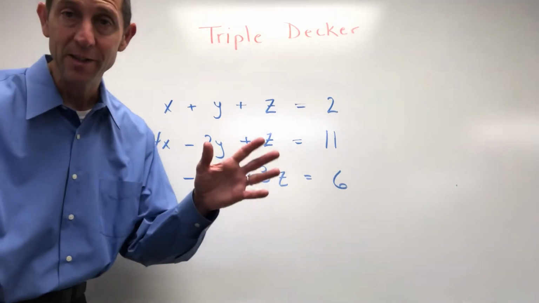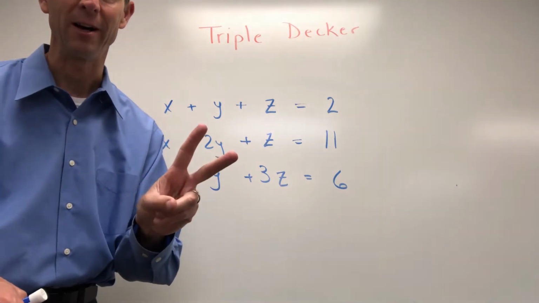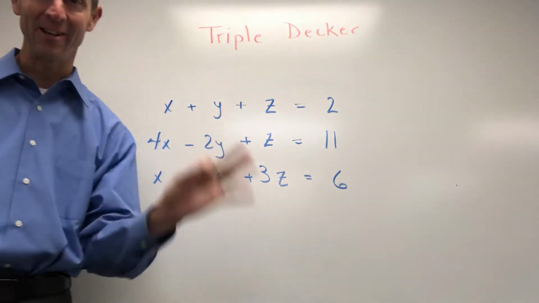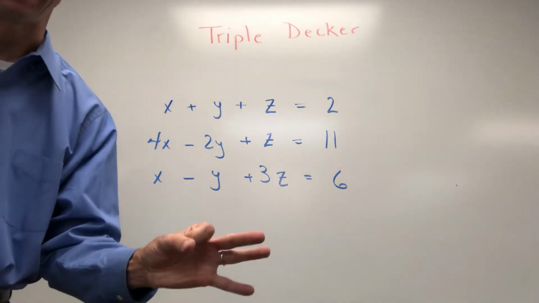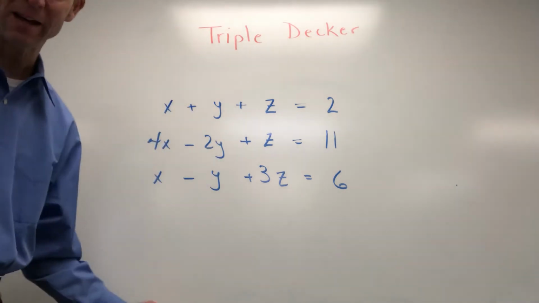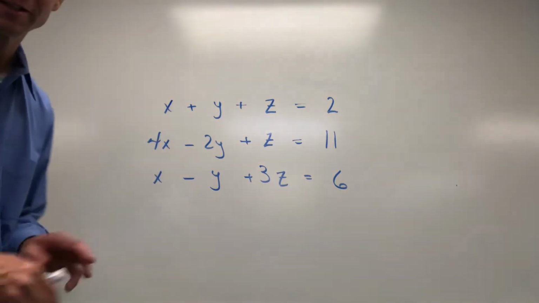Hey guys, we just did the elimination method where you're knocking out for x and y, two variables. But these are the triple deckers. You've got x, y, and z. So we have three variables we have to solve for. Three massive equations. So the triple decker problems, this is how we're going to solve them.